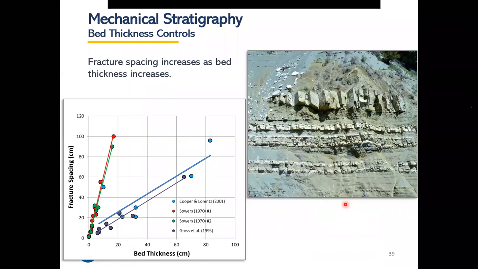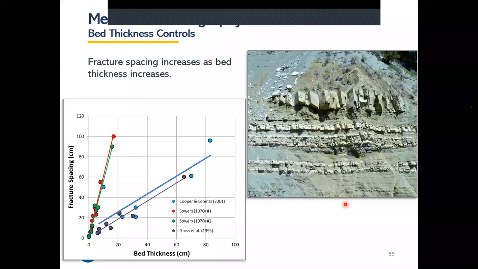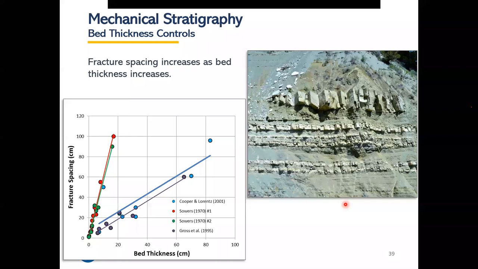And then the bed thickness controls. We know that the fractures normally stop at the bed boundary. You can also see that in the same pictures here. But the fracture spacing increases as the bed thickness increases. So it means that the thicker the bed, the fewer fractures that we can get.